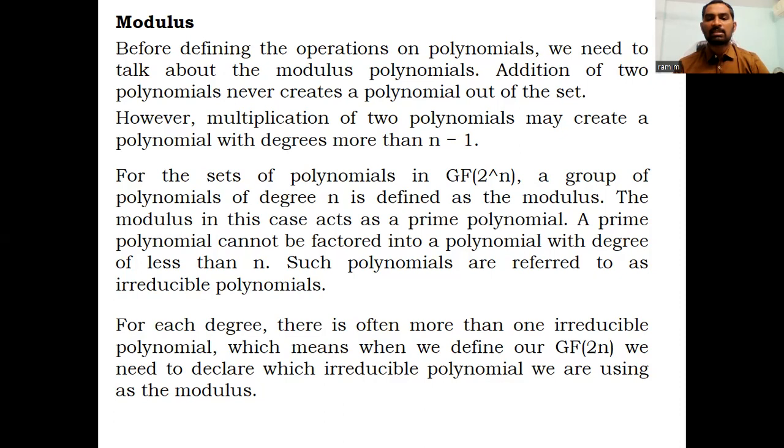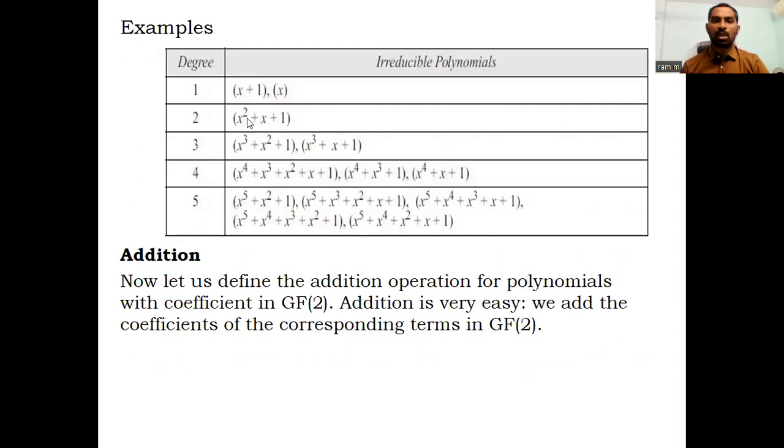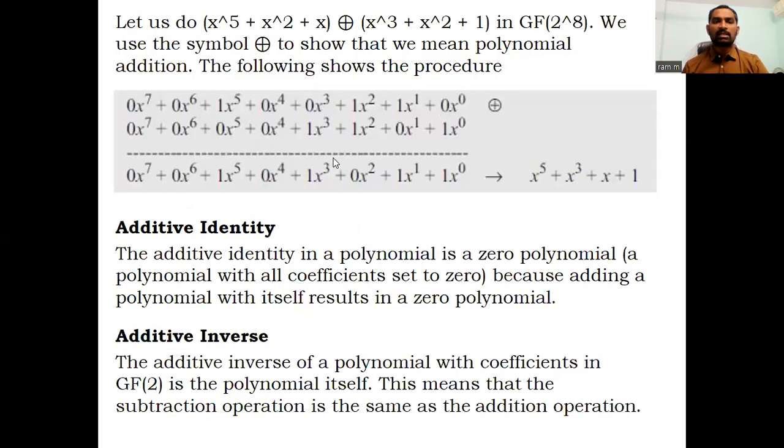For each degree, there will be some polynomials which are irreducible. So whatever output we get when we apply a multiplication operation between two polynomials, to reduce it, we apply the modulus operation with respect to the irreducible polynomial. I have kept some examples here; these are all examples of irreducible polynomials. With respect to the polynomials, we can do two operations: addition and multiplication. If you do addition, it is like normal addition only.